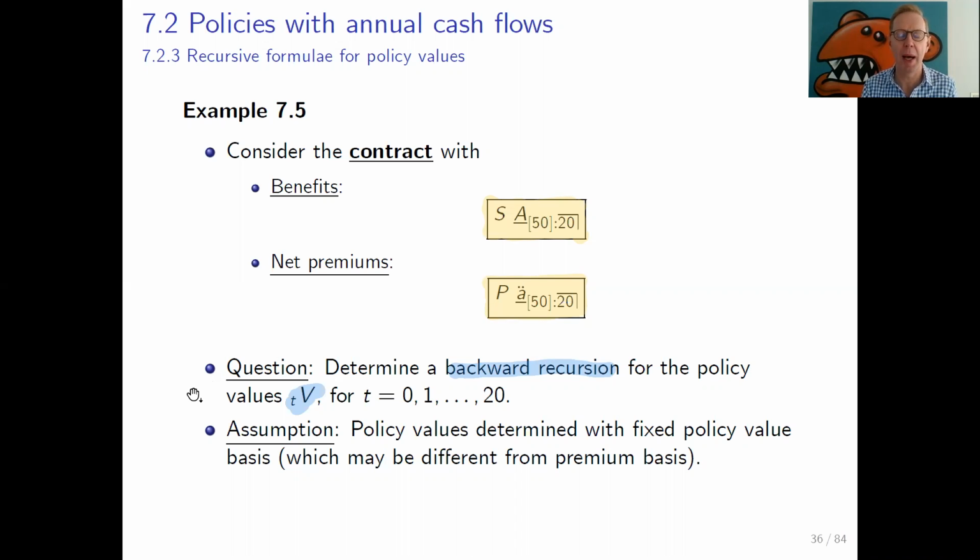The question that we want to answer now is, let us determine a backward recursion for the policy values Vt for all values of t, 0, 1 to 20. A backward recursion means that we will start from the policy value at time 20 and from that derive the policy value at time 19. If we have the policy value at time 19, we will derive the policy value at time 18 and so on. So in a backward way. We assume that the policy values are determined with a fixed policy value basis, which may be different from the premium basis.